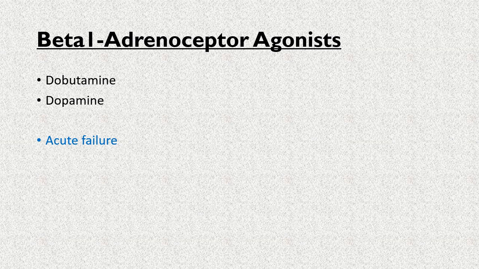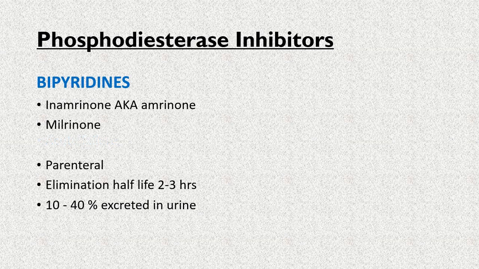Others we don't give because they will increase the mortality. Next are bipyridines. They are also positive inotropic drugs. They are phosphodiesterase inhibitors. Phosphodiesterase is an enzyme which is required for the breakdown of cyclic AMP to AMP. So to increase the contractility, we need to increase the level of cyclic AMP. So these drugs increase the level of cyclic AMP. These are inamrinone and milrinone, and they are usually given parenterally.